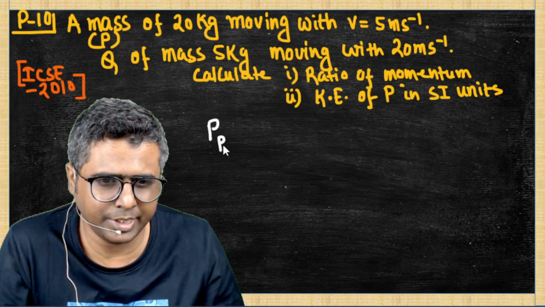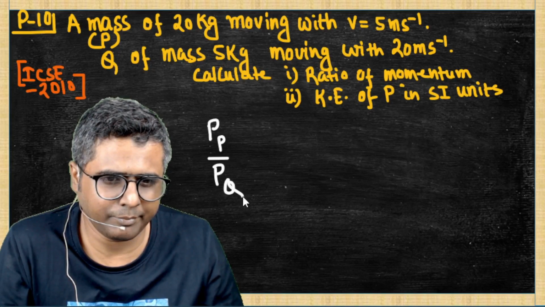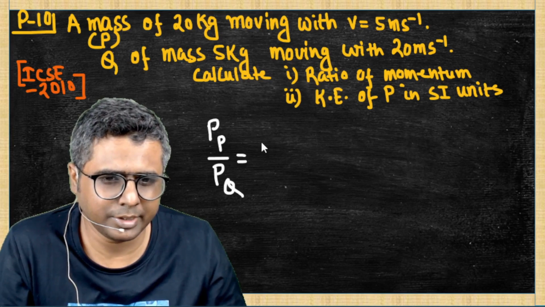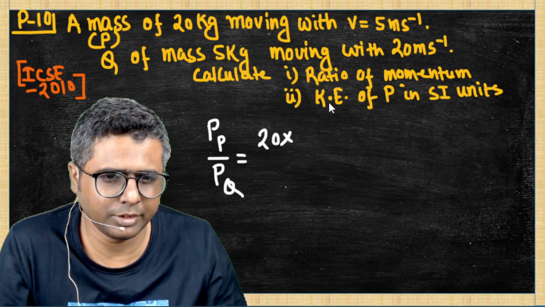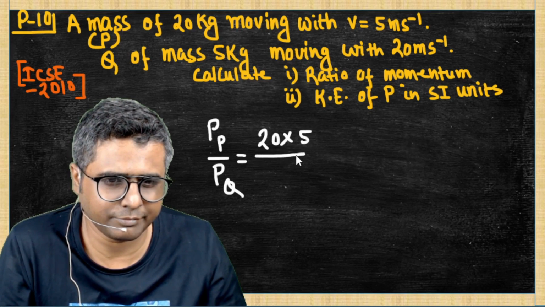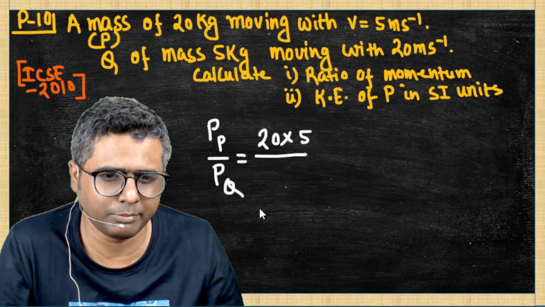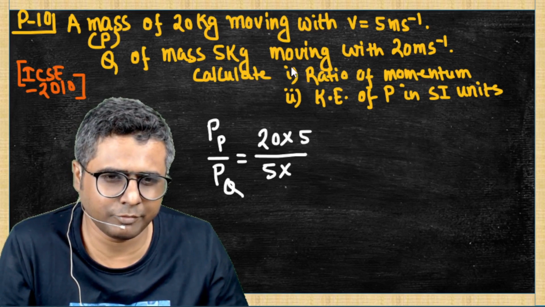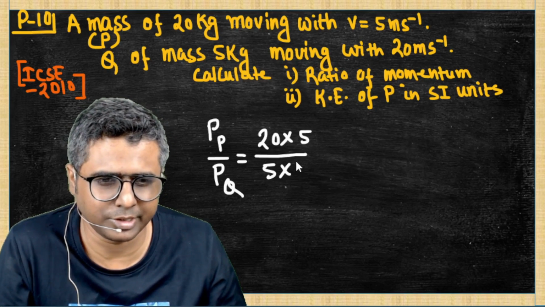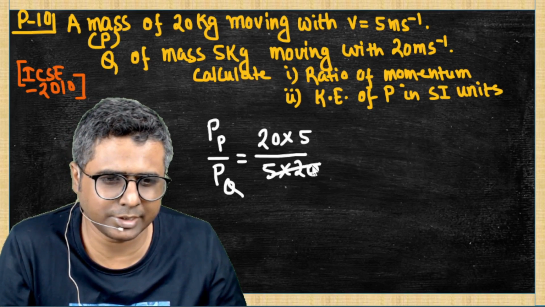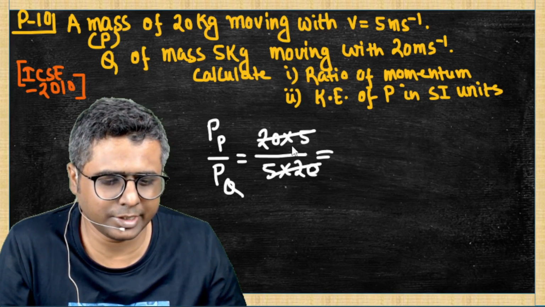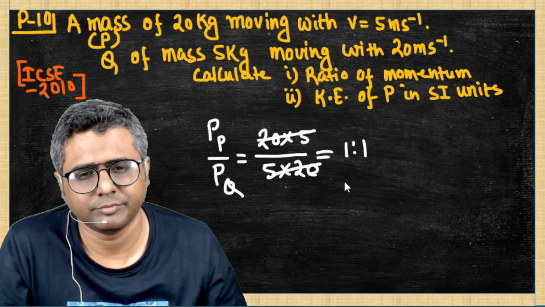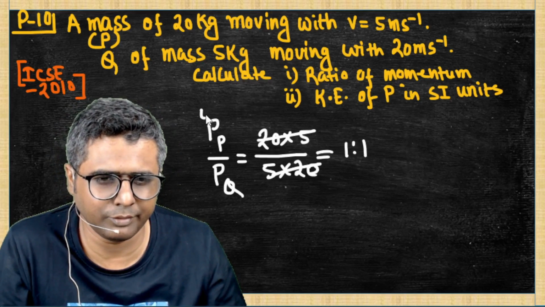Momentum of P by momentum of Q is equal to mass of P, that is 20, into velocity of P, that is 5. All are in SI units, so no problems. Mass of Q is 5, velocity of Q is 20. So everything gets cancelled out and the ratio is 1:1. So simple. Number 1 was so simple.